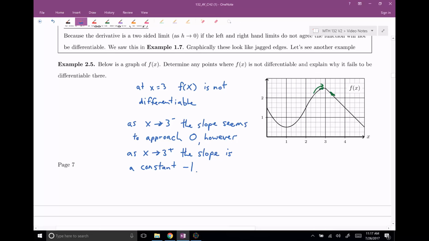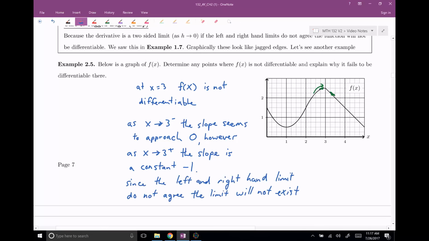So again, since the left and the right-hand limit do not agree, the limit will not exist. Again, this is the two-sided limit will not exist. All right, and so again, we see this anytime we have one of these jagged edges, or more formally, cusps. This is not the only way in which a function can fail to be differentiable, though.